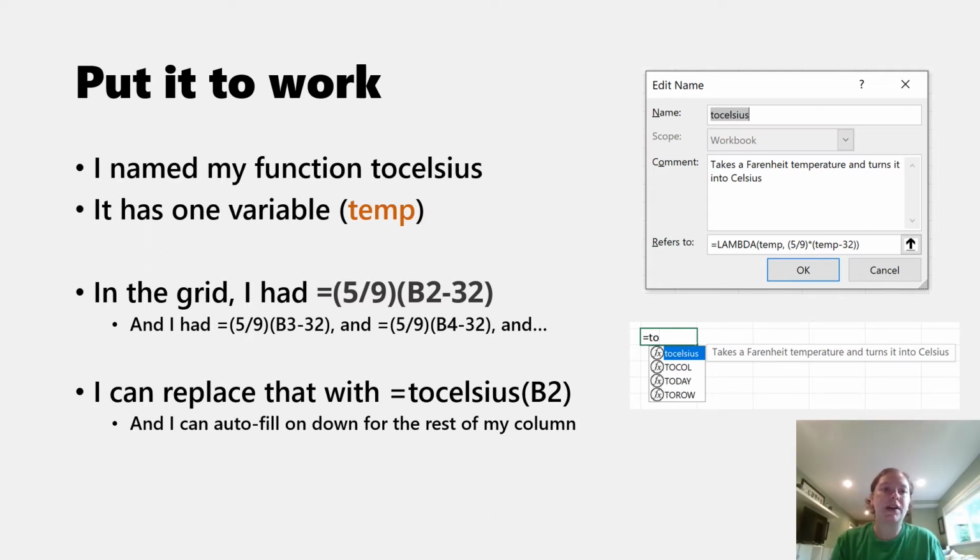And throughout the grid, I had that really kind of long and yucky formula with the 5/9. So anywhere I had that in my grid, I can now just replace that with equals ToCelsius, and whichever cell I want it to reference. I can still do copy paste, I can still do autofill, I can treat it like any ordinary function.